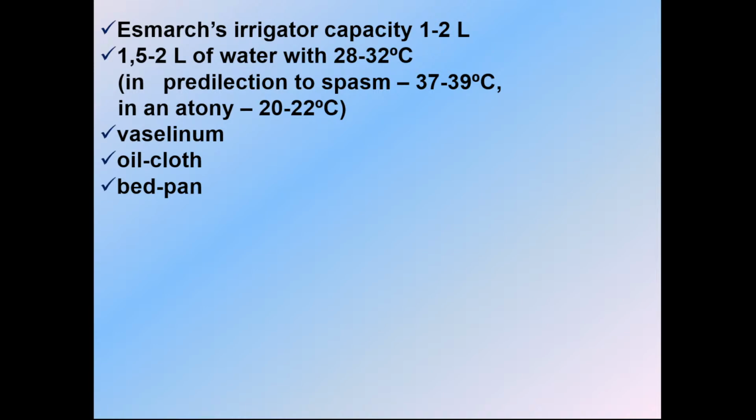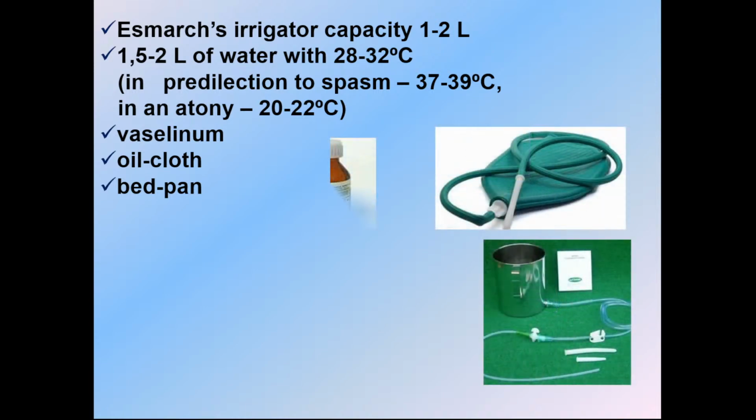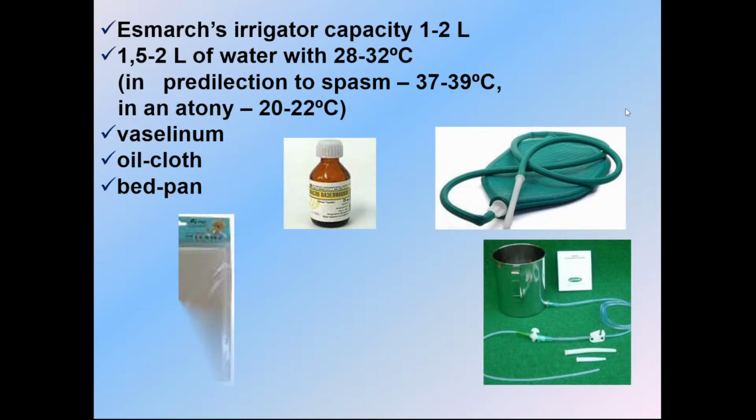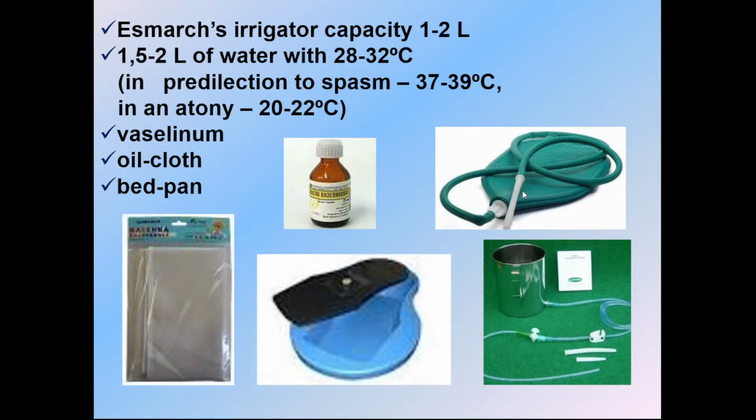Vaseline is obligatory to lubricate the end of the tube which will be introduced into the anus, as well as an oilcloth and a bedpan for evacuation of intestine content. Use the Esmarch irrigator which finishes with a plastic rounded tube, which must be sterile, and boil it after every use. Vaseline, oilcloth and bedpan are needed if the patient cannot independently go to the toilet.